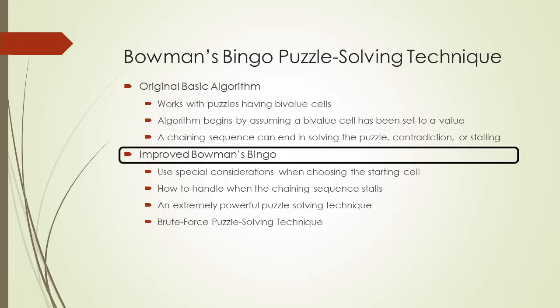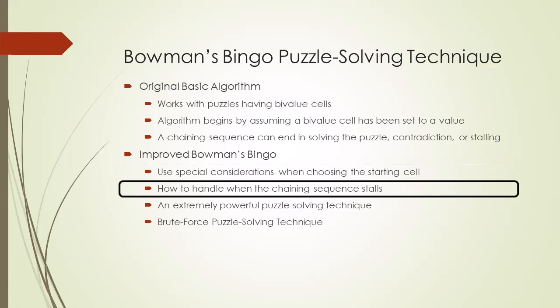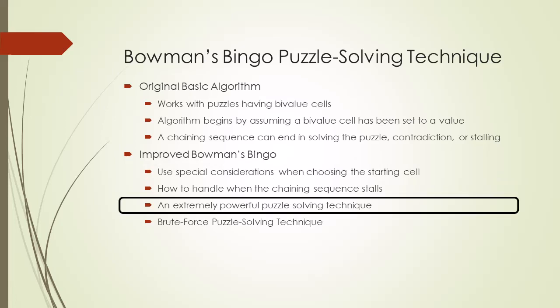This improved Bowman's algorithm uses special rules to determine which cell and starting candidate to use as the assumption of the chaining sequence. Also, the improved Bowman's bingo will show you what to do when your chaining sequence stalls. This improved way of doing Bowman's bingo is extremely powerful. You will be able to solve puzzles you thought you would never be able to solve.